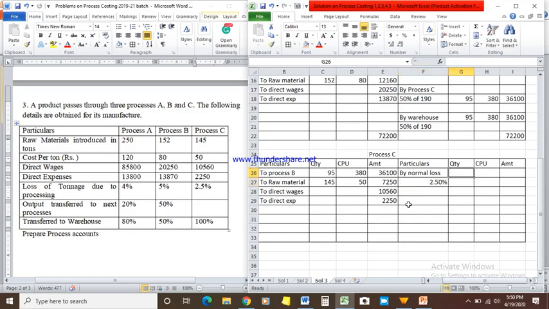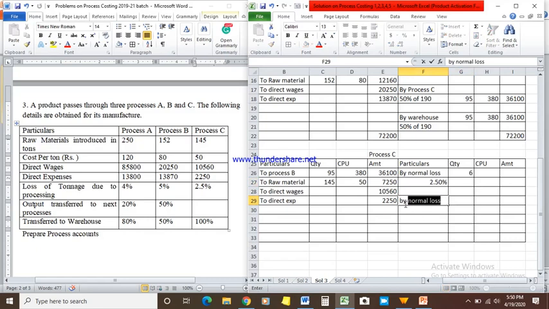Now this 2.5%, 0.025 into, if I add up these two quantities, that is 145 plus 95, I get 240, that is 6 tons. So 6 tons is the normal loss in process C.